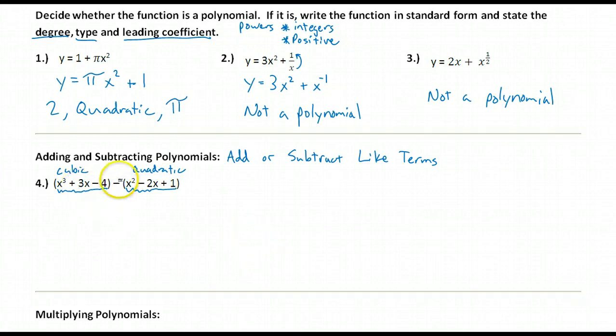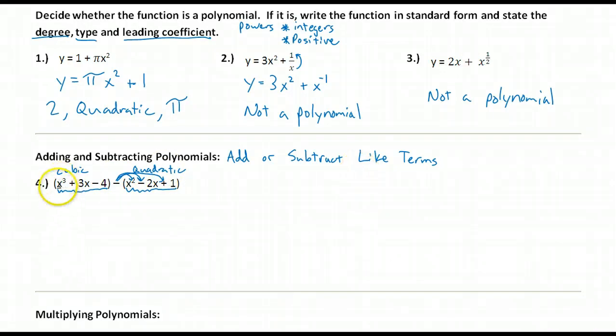Now, in order to subtract these polynomials, I need to subtract my like terms. If you look, I'm subtracting this entire polynomial. So this subtraction sign gets distributed into the parentheses, because I'm not just subtracting this x squared, I'm also subtracting the negative 2x, and I'm subtracting the 1. So I do distribute this subtraction into the parentheses. So I'm going to have to subtract the like terms.